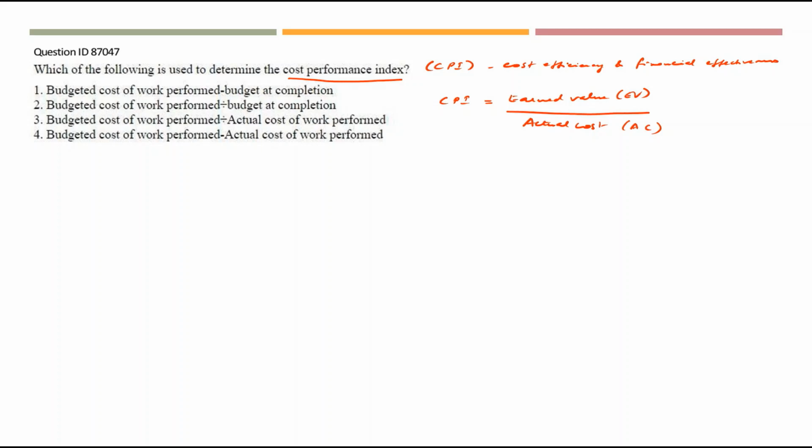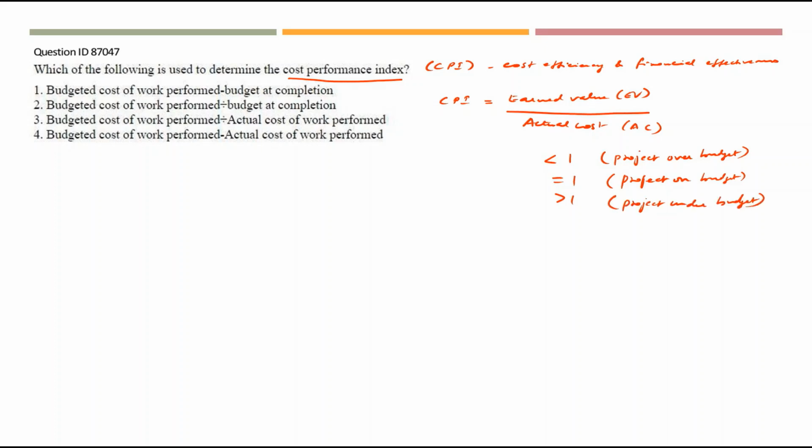There are three conditions here. If the CPI value is less than 1, it means the project is over budget. They might have allocated some amount as the budget and the project is going beyond that. When the value is equal to 1, it means project is on budget. And when the value is greater than 1, it means project under budget.